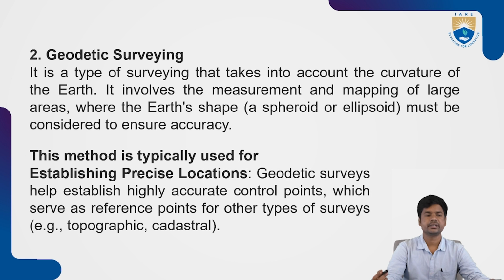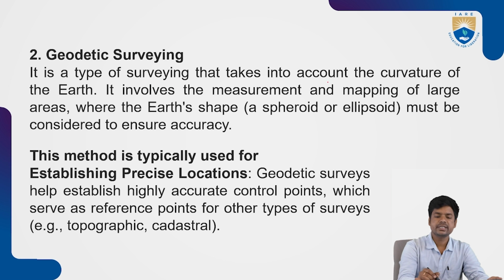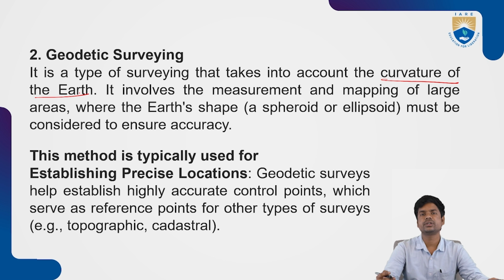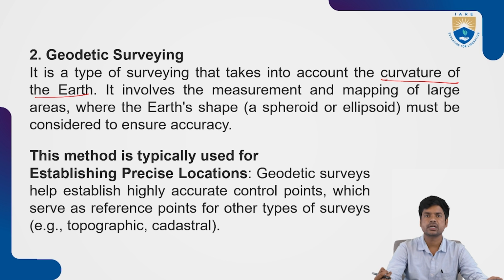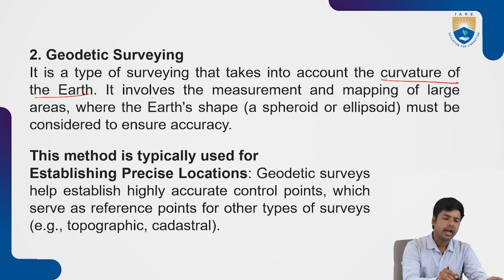Coming to the second one, that is geodetic surveying. It is a type of surveying that takes into account the curvature of the earth. In this, we are going to take the effect of curvature, because the area is very large, and even the minimum distance is going to give some accurate results. And it involves the measurement and mapping of large areas where the earth shape must be considered.